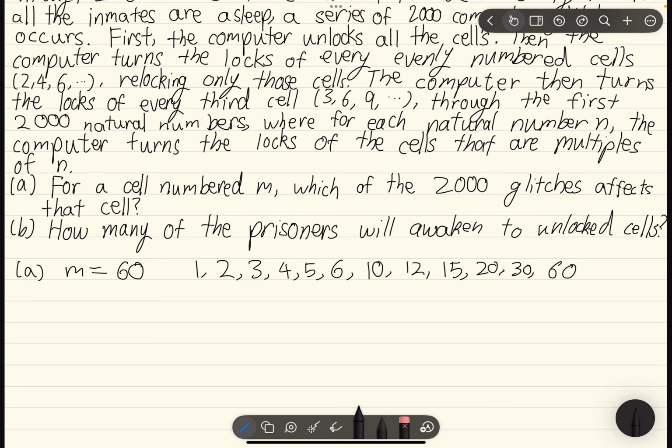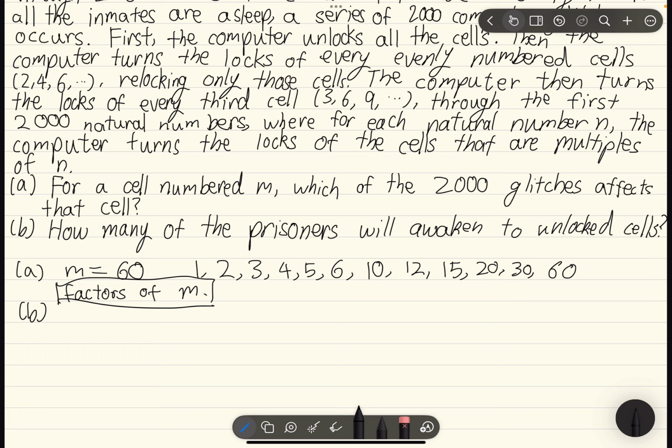the glitches that affect that cell would be factors of m. Okay, so that's the answer. Moving on to B.